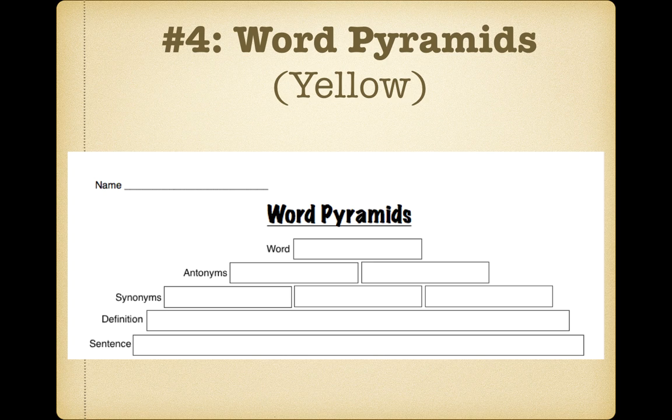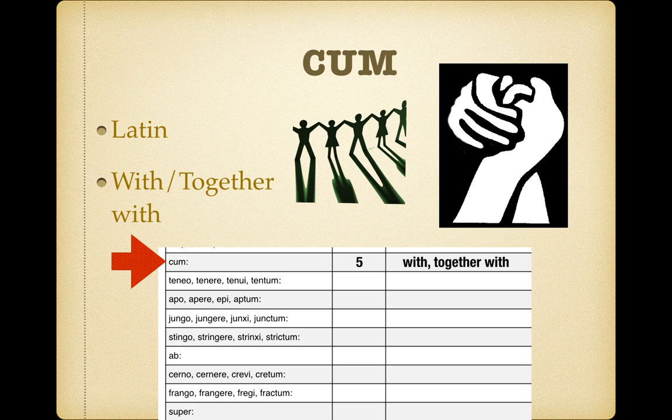The first root that we're going to learn in lesson 5 is cum, and cum means with or together with. So please add this root definition to your root card. And again, this is lesson 5.